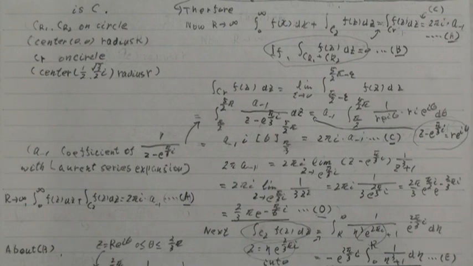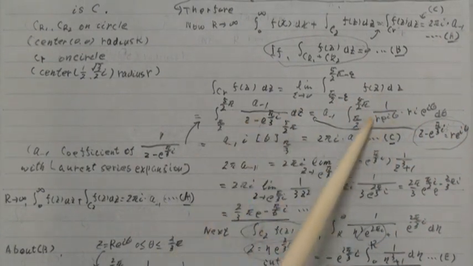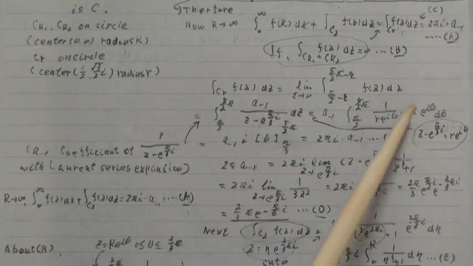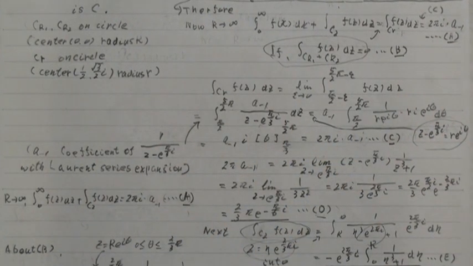And z minus e to the pi over 3 i equals small r times e to the i theta. Then dz is d theta times that, and this equals 2 pi i times a minus 1, point C.